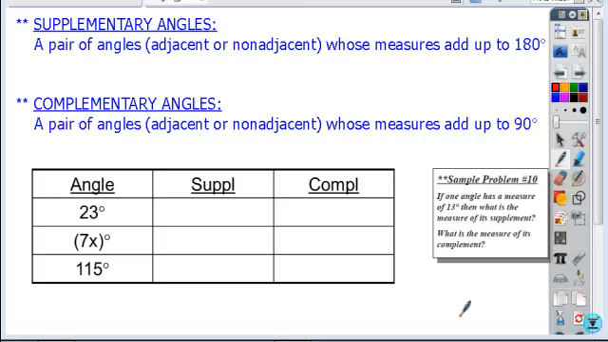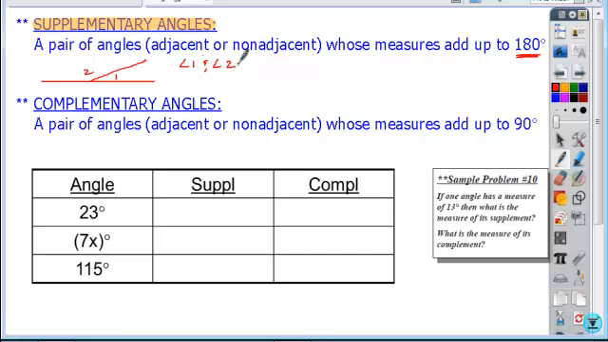The last two angle pairs that you need to be able to work with are supplementary angles and complementary angles. Supplementary angles first are defined as the pair of angles that have measures that add up to 180 degrees. It doesn't matter whether they're adjacent or not. They don't have to be adjacent angles. If they are, it's called a linear pair. So angles 1 and 2 would be a pair of supplementary angles.